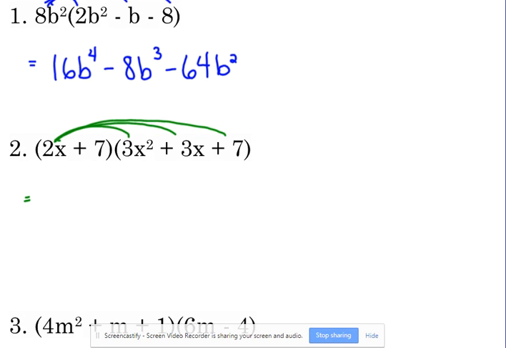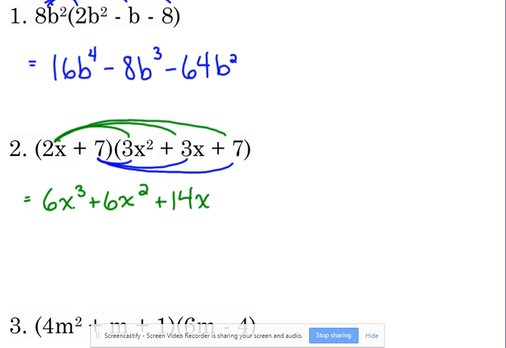So 2x times 3x squared is 6x cubed. 2x times 3x is 6x squared. 2x times 7 is 14x. Then we have to go through and distribute the 7 to everything. Be methodical about it. Don't get all jumbled up. Distribute the 7. 7 times 3x squared is 21x squared. 7 times 3x is 21x. And 7 times 7 is 49.